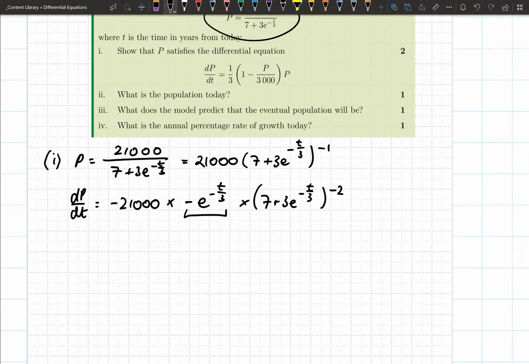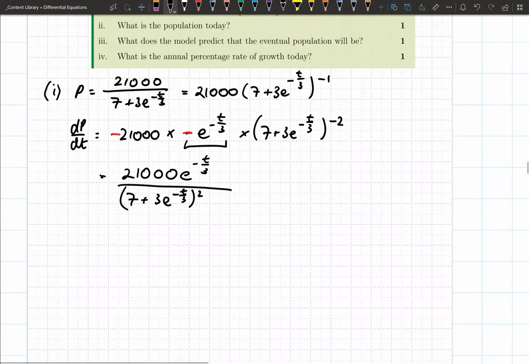And so we're just going to simplify this. Notice here we've got negative and negative. That is often going to be the case. So here we're going to have 21,000 e to the negative t over 3, and I'm just going to rewrite this back in the original index form. So here's going to be (7 plus 3e to the negative t over 3) to the power 2. Are you cool with that?